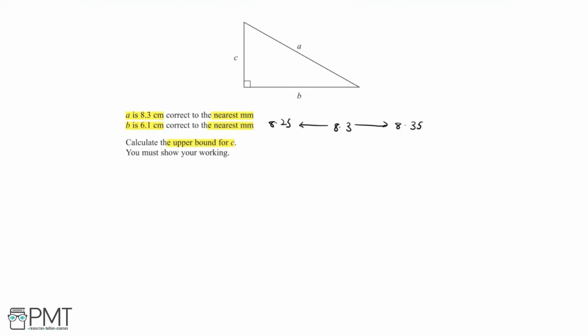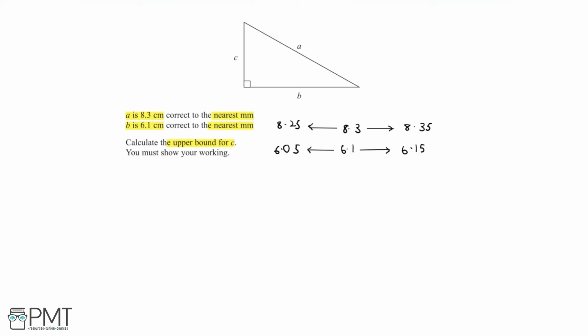And so we can do the exact same thing with B. We have 6.1, and so we can say the upper bound is 6.15, and that the lower bound is 6.05. So when we have questions that involve bounds, it's always really useful to draw a quick diagram like the one we have here, with arrows showing the upper bound and lower bound, so that when we need to use them in a question, it's really easy to just pick out what we need.